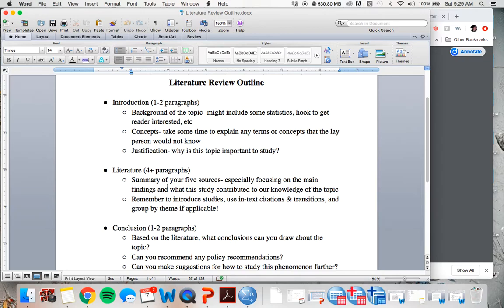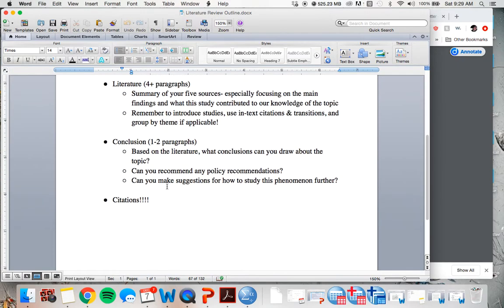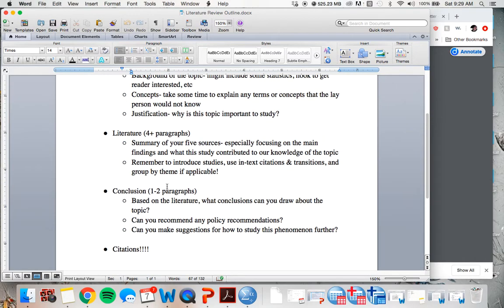Then you'll do the literature review, which will be at least 4 paragraphs. So that'll be the summary of your 5 sources, especially focusing on the main findings and what the study contributed to your knowledge of the topic. And remember to introduce studies, use in-text citations and transitions, and group by theme if applicable. So we'll take a look at what that looks like in a minute.